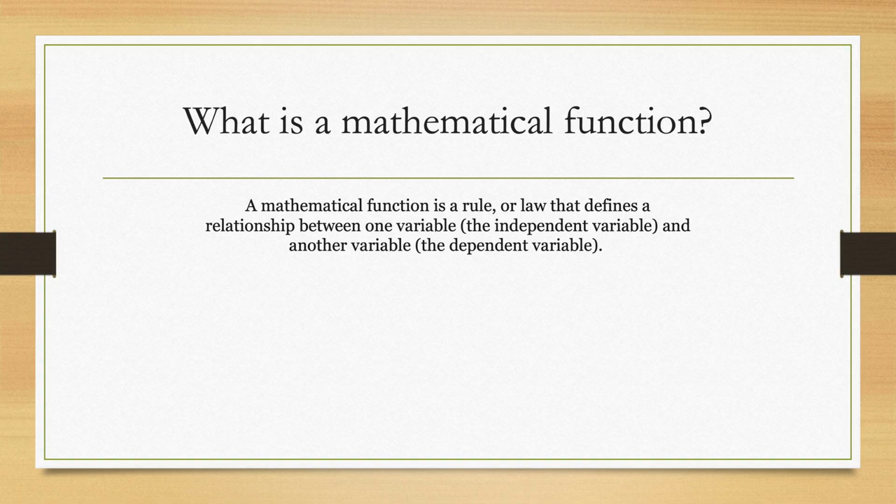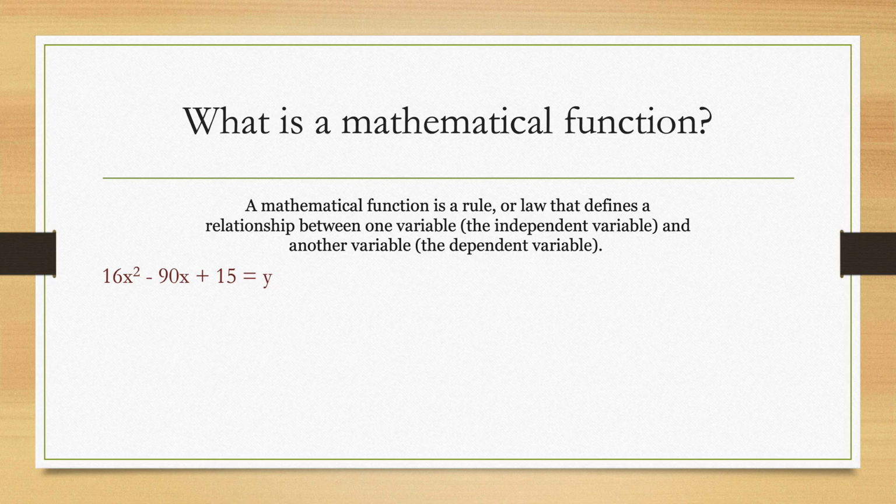What is a mathematical function? A mathematical function is a rule or a law that defines a relationship between one variable, the independent or input variable, and another variable, the dependent or output variable. So basically, a function is a relationship between input and output. It's a relationship between input and output, and that relationship defines, because it's a rule, what happens to the input that turns it into the output.